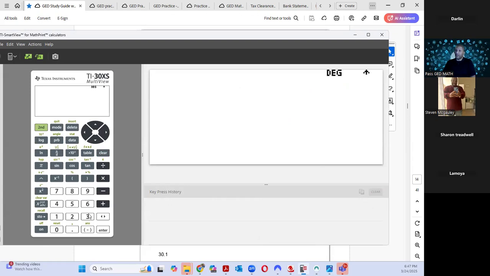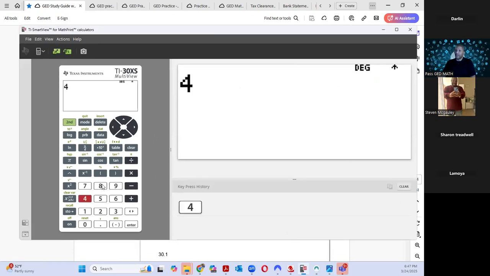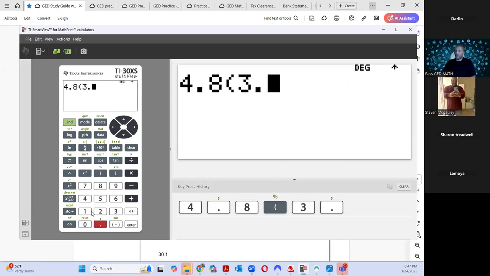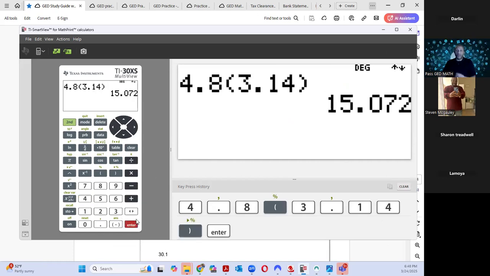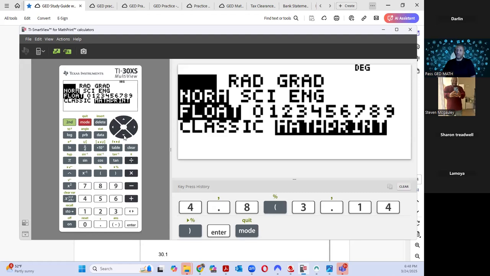So let me clear this. I'm going to take my diameter, which is 4.8. I'm going to multiply it by pi, so I'm going to use my parentheses, 3.14, and close my parentheses. I'm going to hit enter. 15.072. I'm going to go to mode, down to float. I'm going to hit my right arrow until I get to the 1, because that's the first decimal place. Your tenths is your first decimal place. Your hundredths is the second decimal place. 0 means round off to the nearest whole number.